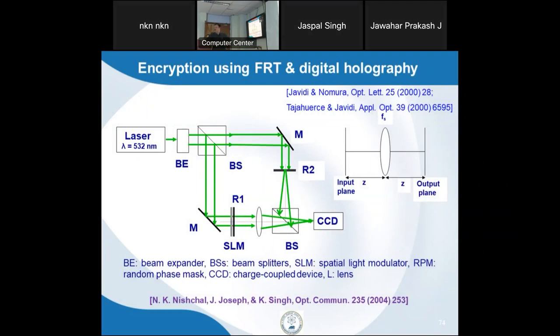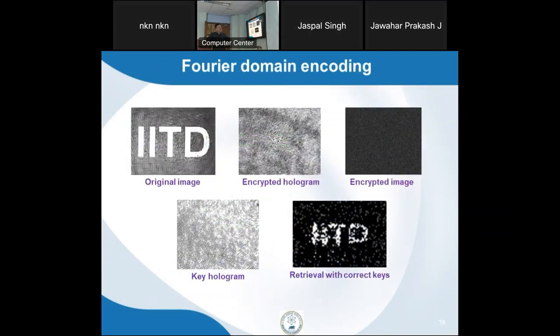This is the SLM where we display the object and record the interference pattern on this scene. These were the initial days results. This was the original image, encrypted hologram. Then we added some more key, because you can see some fringe patterns here. So if somebody can claim that it has some information, so how to hide it further, we used one more random phase mask to make it more randomized. So by seeing this encrypted image, it is very difficult to judge and guess any information.